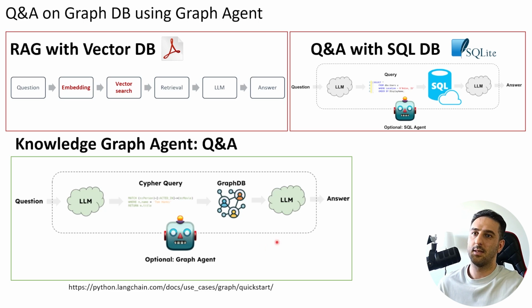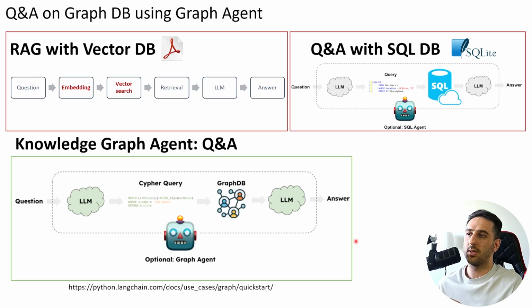The only difference is instead of a SQL database, we have a graph database, and instead of SQL queries, our agent needs to convert the question to Cypher query. That is the only difference. So the question is going to be passed to an LLM, Cypher query is going to be generated, it's going to be used on the graph database, then the result is going to be passed to a large language model to get the final answer.